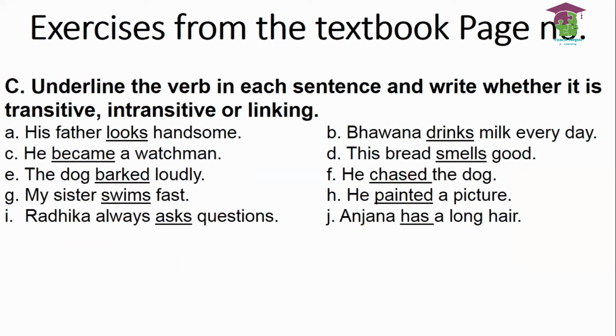Now here are some exercises from your textbook: underline the verb in each sentence and write whether it is transitive, intransitive or linking verb. Now I have underlined the verb forms: looks, drinks, became, smells, barked, chased, swims, painted, asks, and has. These are the verb forms. तपाईँहरूले यो बेलासम्म यो भर्बहरू आइडेन्टिफाई गरिसक्नुभयो, okay.